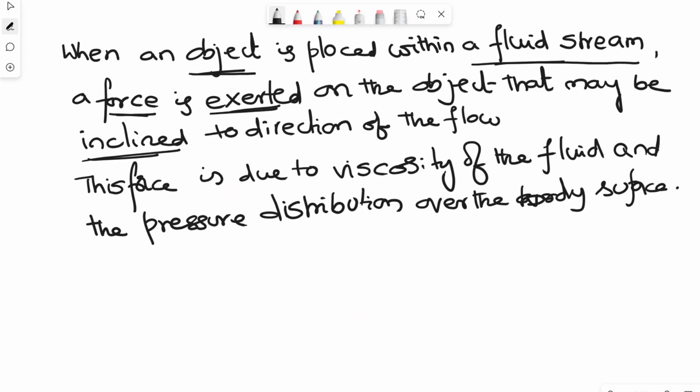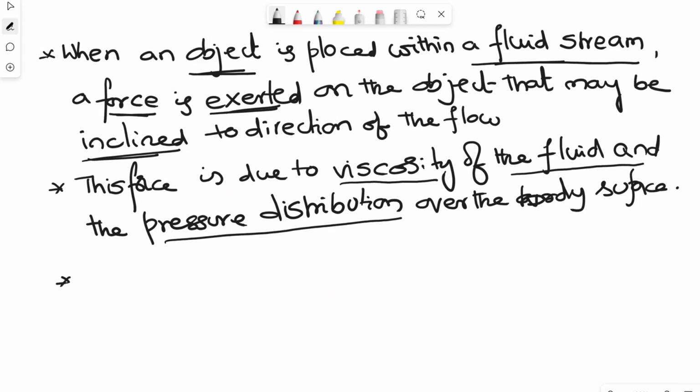So in a flowing stream, we have kept an object submerged, and this body is subject to a force, right? And that force will be inclined to the direction of flow. One reason is the viscosity of the fluid, and the other is how the pressure is distributed over the body surface, right?